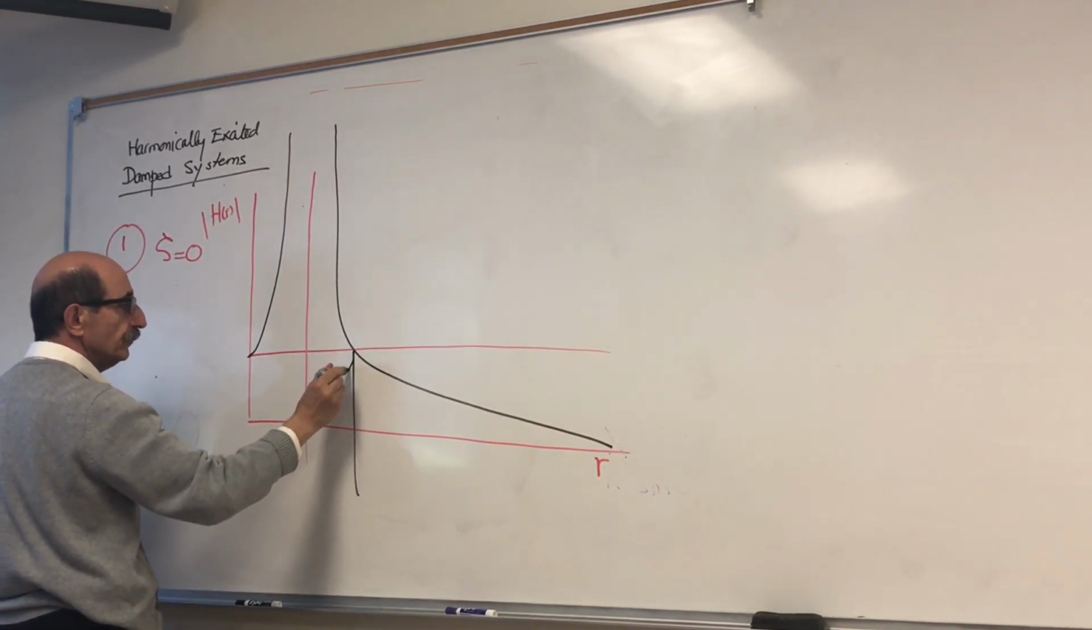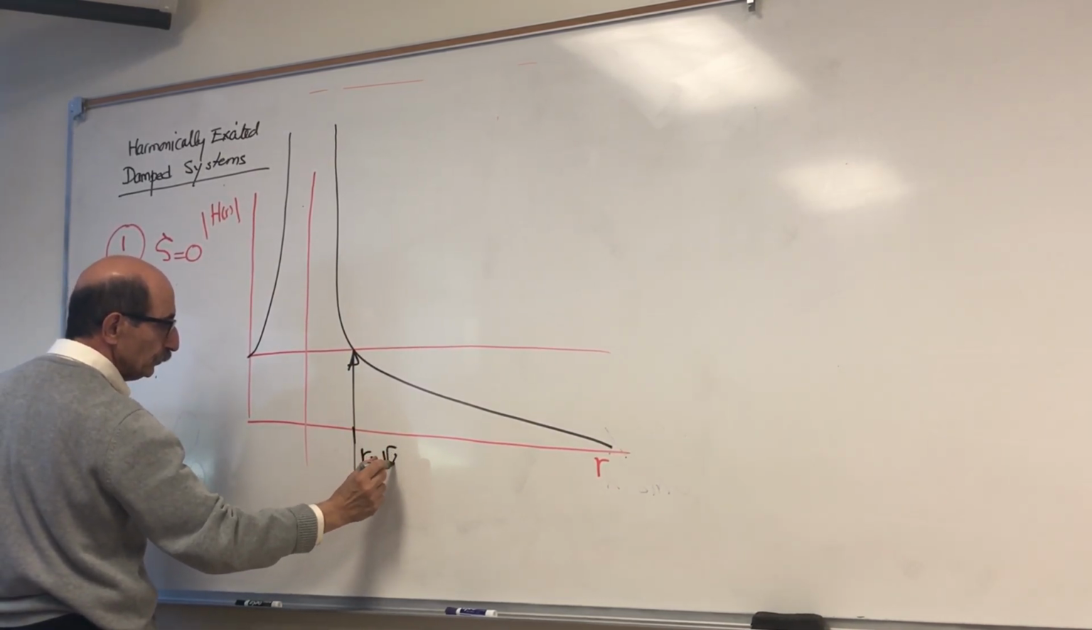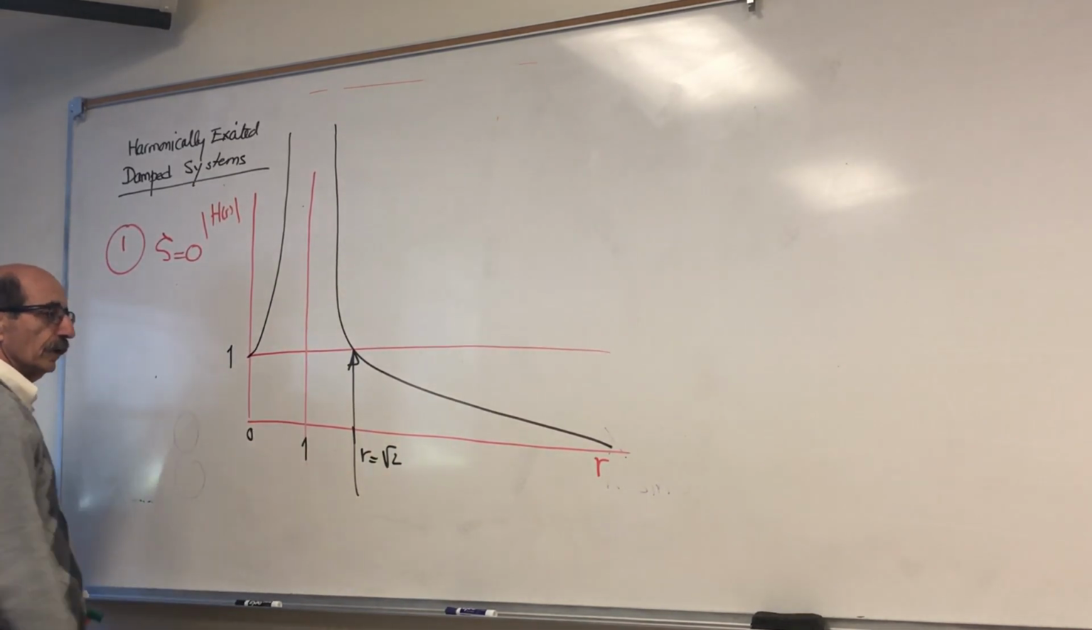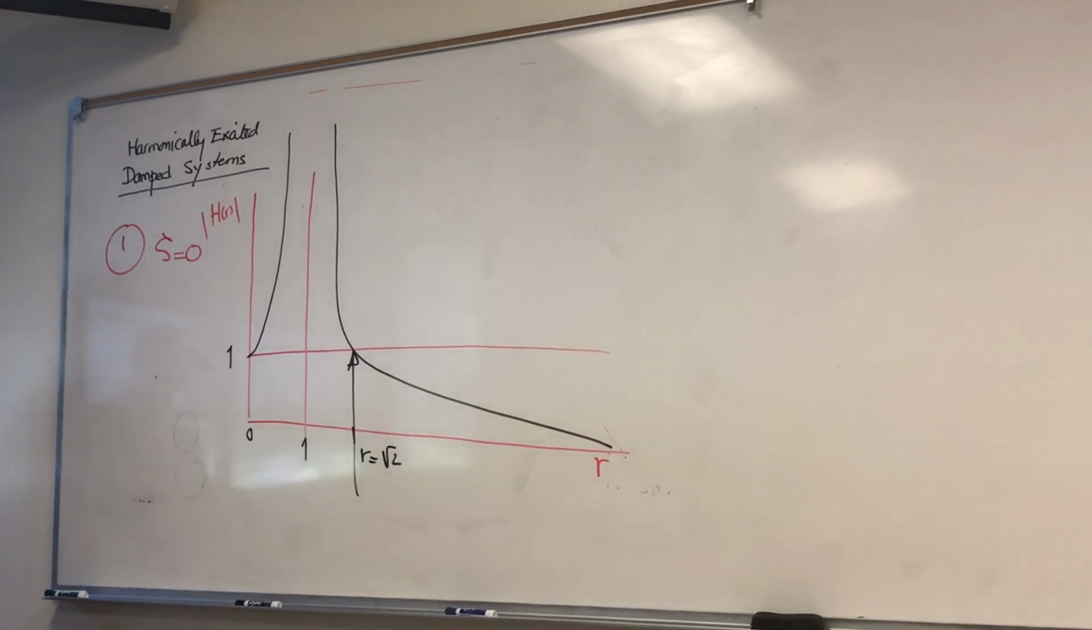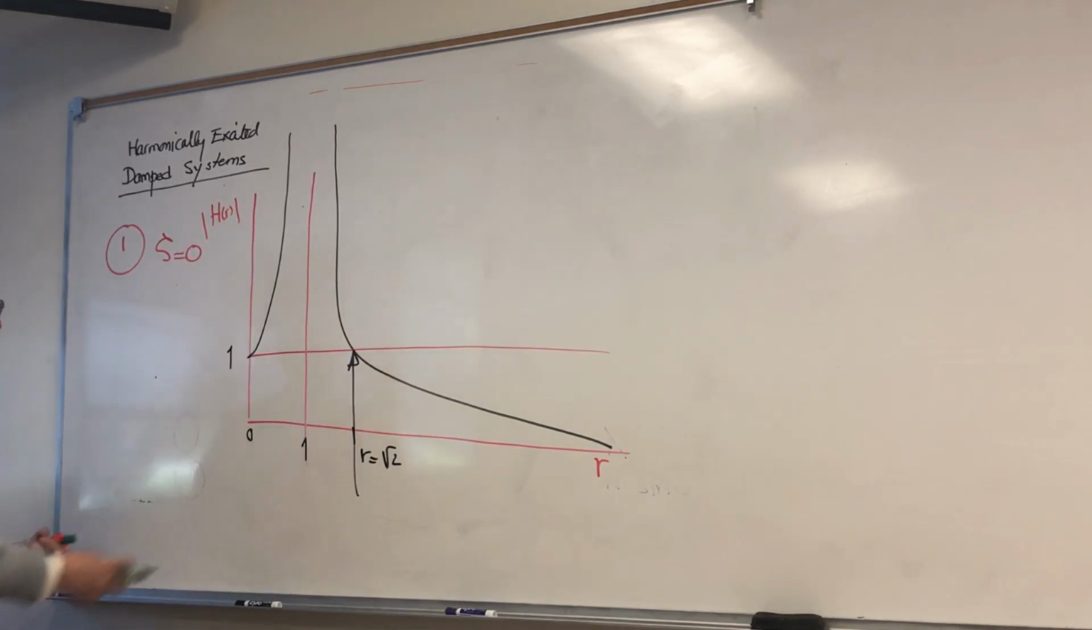Where this is r square root 2, this is 1, this is 0, this is 1. That means that function is a general case of the frequency response function. If you put zeta equal to 0, you get the case of undamped system. So we discussed this, so we know what the behavior of this looks like.